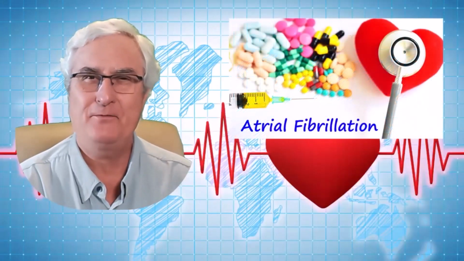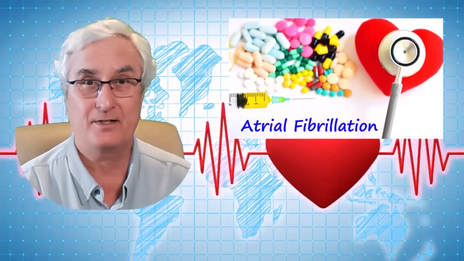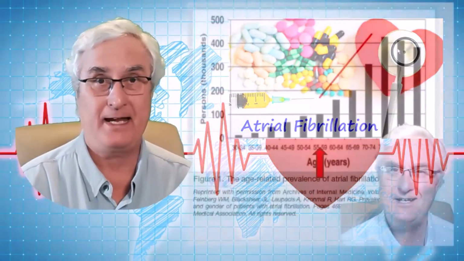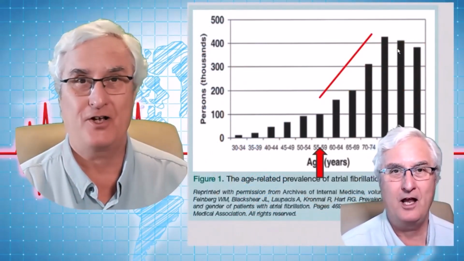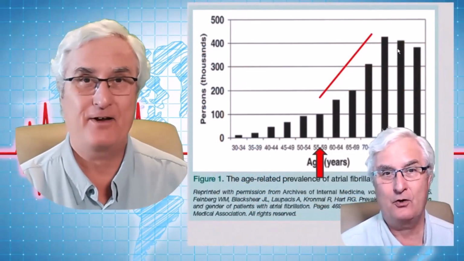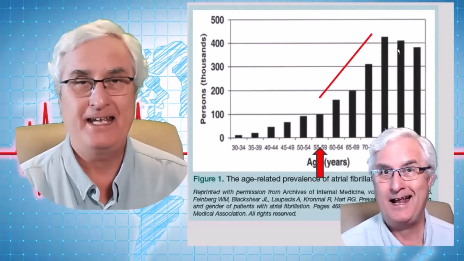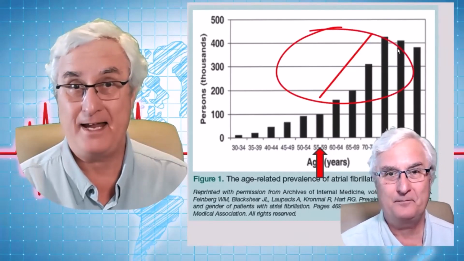So the first thing we have to do is talk about two common medical conditions you'll be faced with that go up exponentially after the age of 60. The first one we're going to talk about is atrial fibrillation. And in this diagram, you'll see that when we turn 60, the incidence of atrial fibrillation goes up exponentially with age.